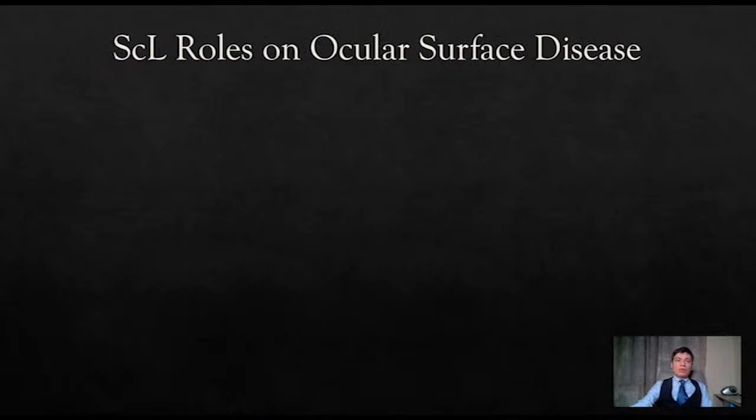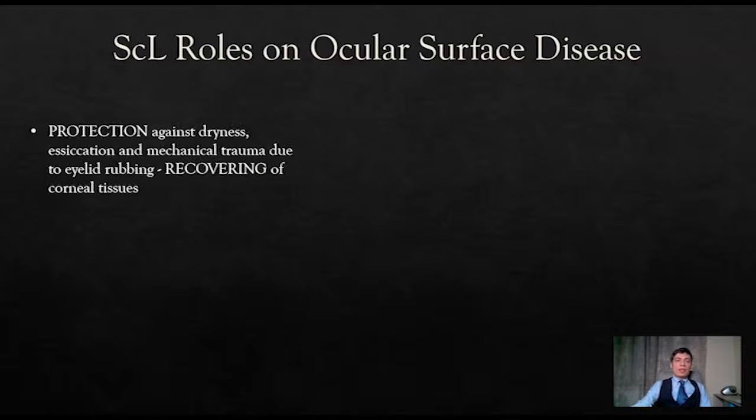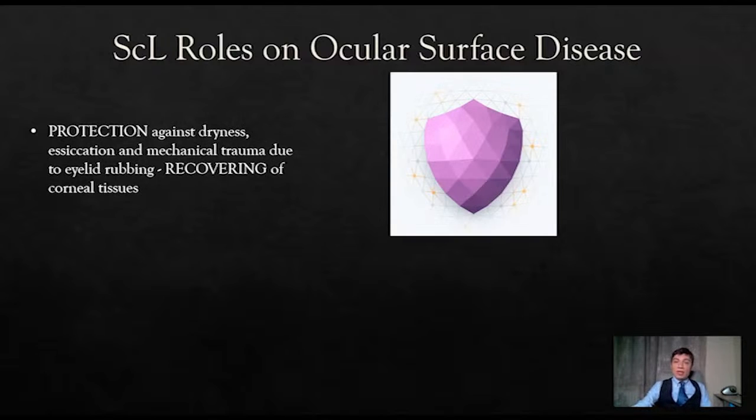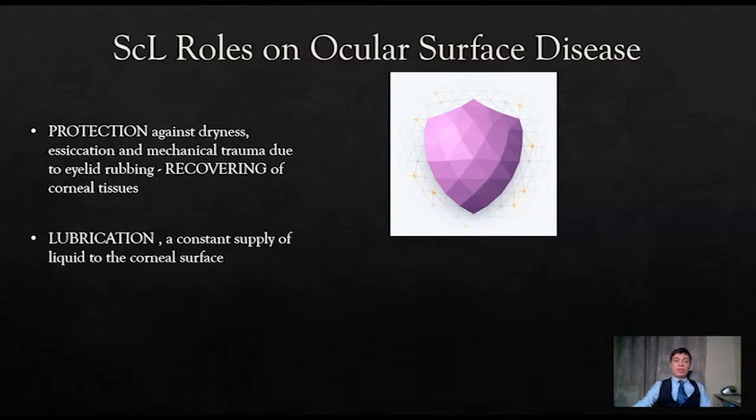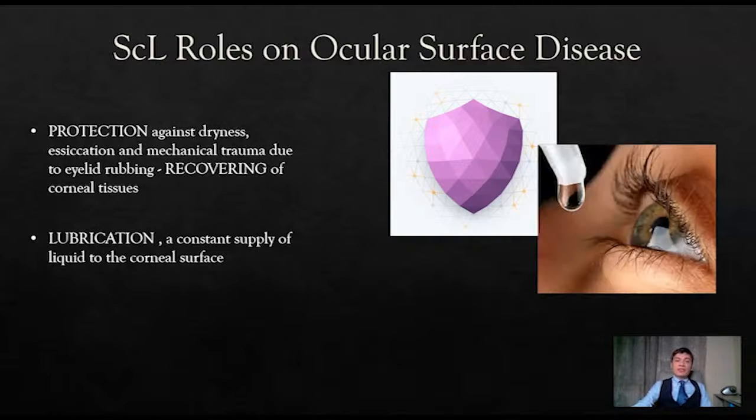What are the roles of scleral lens in ocular surface disease management? First, we have protection against dryness, desiccation, and mechanical trauma due to eyelid rubbing, and so recovering of corneal tissues. Second, we have lubrication. It's a constant supply of liquid to the corneal surface. Just imagine it's like putting artificial tears constantly during the day on the surface.